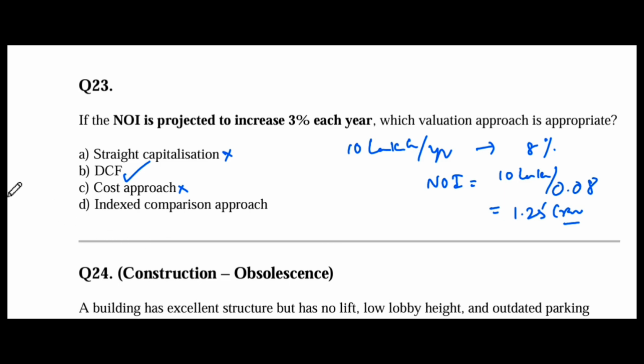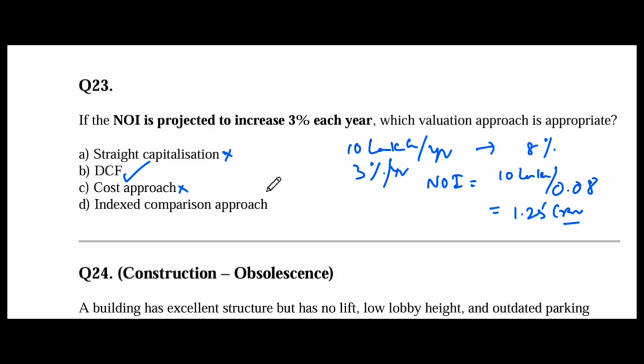Now the second one. In the same example, if there is 3% growth every year, how to do it? In the initial example, the straight capitalization, there will not be any growth per year in the NOI, net operating income. But if there is 3% growth per year on net operating income, this is a practical scenario actually. So how to calculate it?